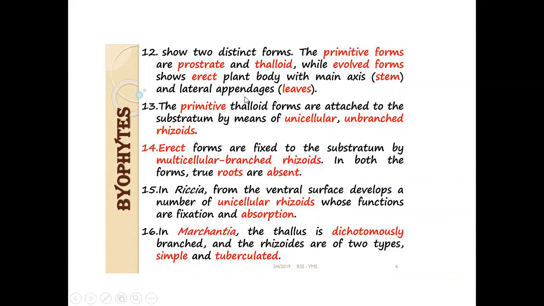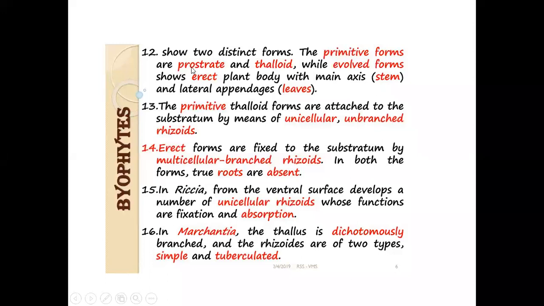Next, whereas the evolved and advanced forms of bryophytes may have a central main axis which may look like a stem, and some lateral appendages. That means on this main axis, some small leaf-like structures appear, but they are not true leaves. We call them appendages. And the central part we do not call a stem, we call it a central main axis. And the plant is slightly erect, that means it grows tall.